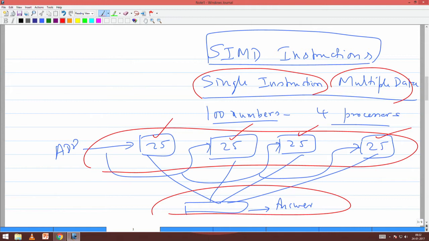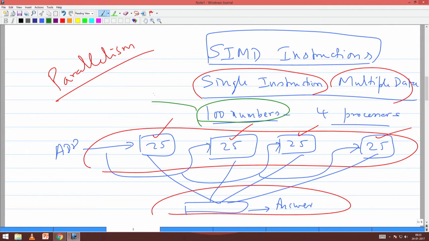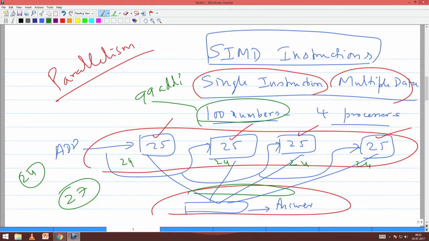This is one example of what we call parallelism. I am exploiting the parallelism in my program. If I add these 100 numbers sequentially, it would have taken 99 additions. Here I am doing 24 additions in parallel, so the total time is the time for 24 additions plus 3 additions, so 27 additions, because I have to add these 4 numbers, probably sequentially. So if I have 4 processors, I am exploiting them to do this.